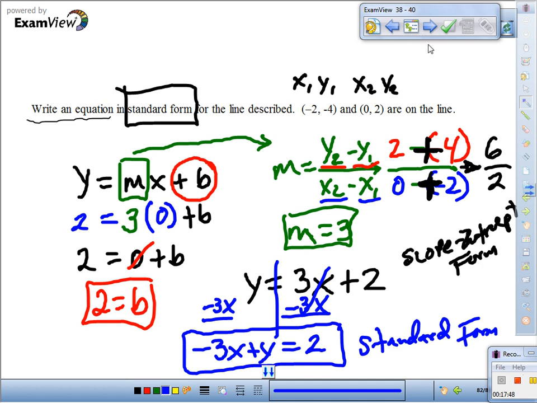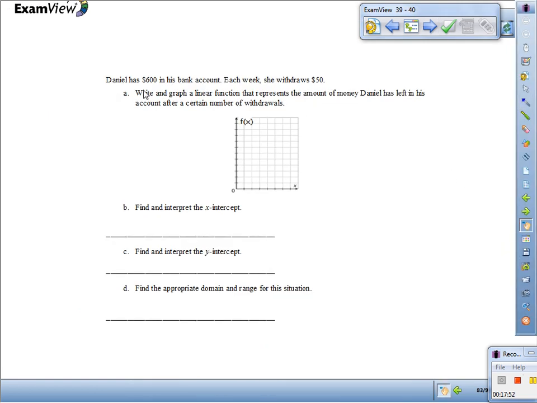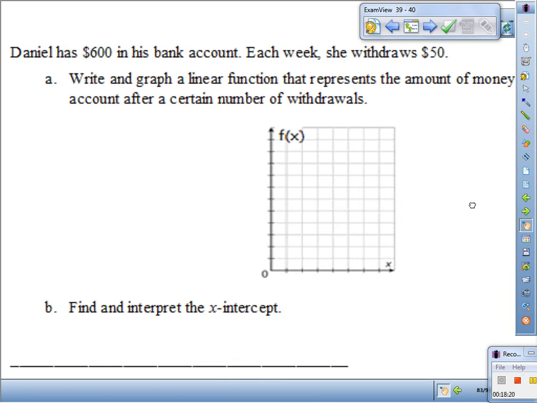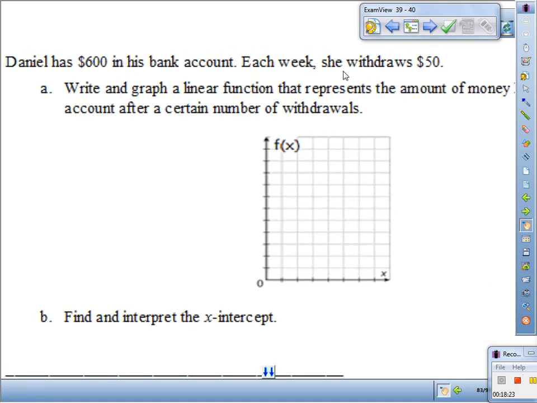Okay? Let's go to number 39. It says, Daniel, oh yeah, Daniel has $600 in the bank account. Each week, she withdraws $50. It was a typo of mine. I was going to write Danielle. My bad. All right, let me zoom in. So there you go. Danielle has $600 in, oh wait. I did a typo here because this is his and then it's she. Okay. He withdraws $50. Okay.